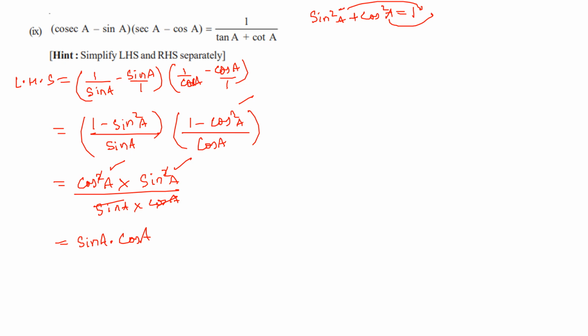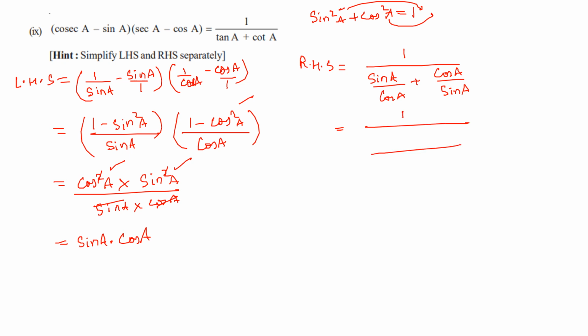Now let's take the RHS part. So 1 by tan A, I can write as sin A by cos A, plus cot A, I can write as cos A by sin A, isn't it? Now let's take LCM in the denominator. So your LCM is sin A into cos A. So it will become sin square A plus cos square A.